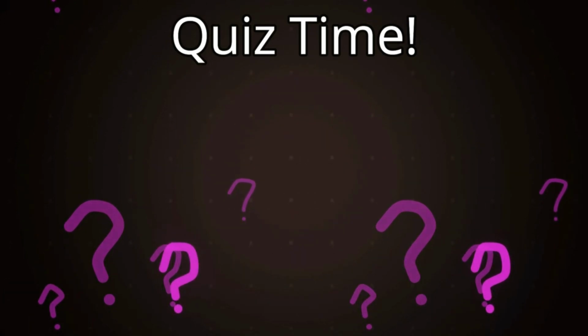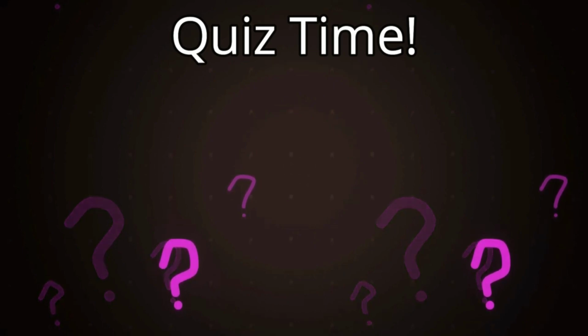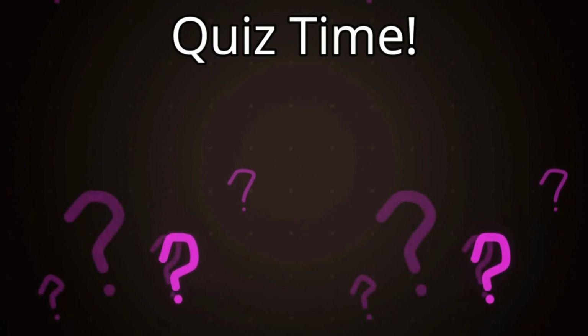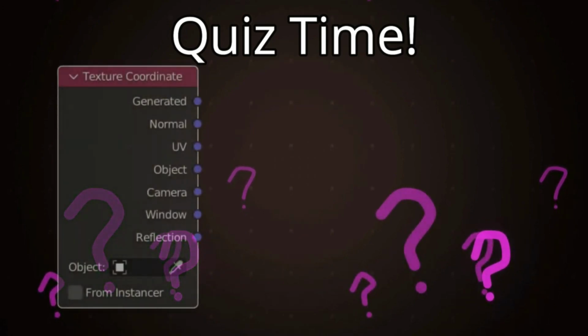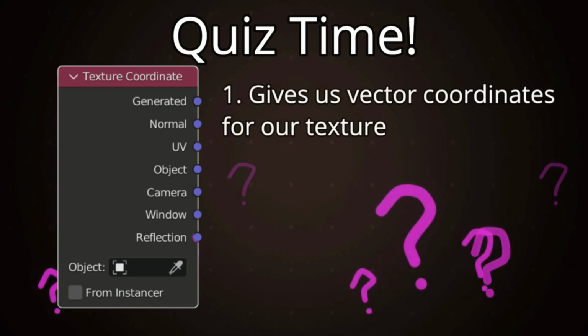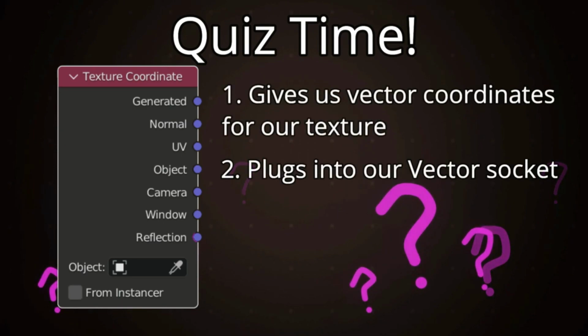Number 1. What node allows us to get a coordinate to determine how our texture is displayed on the object? The node we covered today was the texture coordinate. This will give us vector coordinate information which we can plug into our vector to determine how the texture will be spread out onto the object.